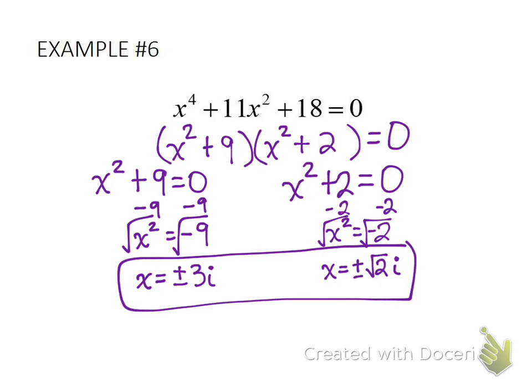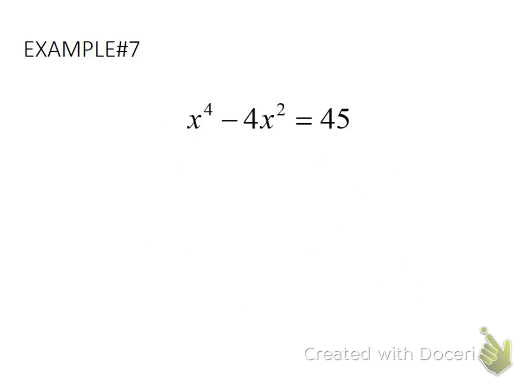Questions on 6 before we do 7? Nothing? Nothing. Okay. All right, here we've got example 7. X to the 4th minus 4x squared equals 45. I want you to take a minute and try this one on your own before we talk about it.